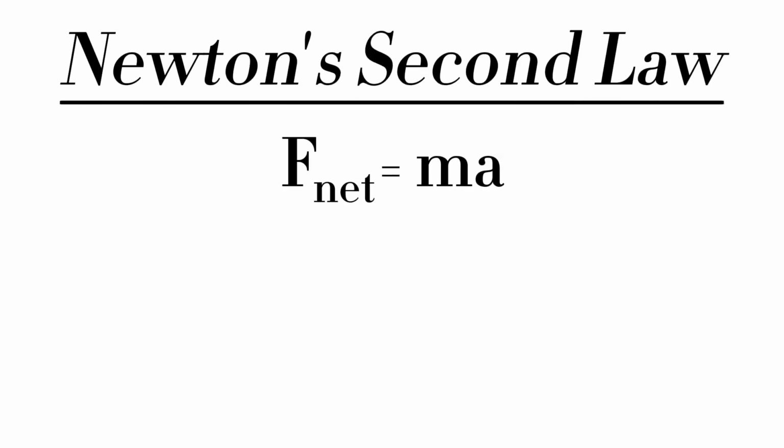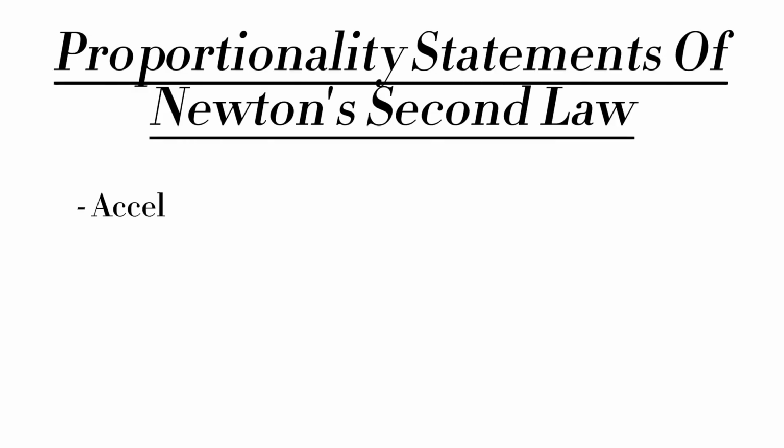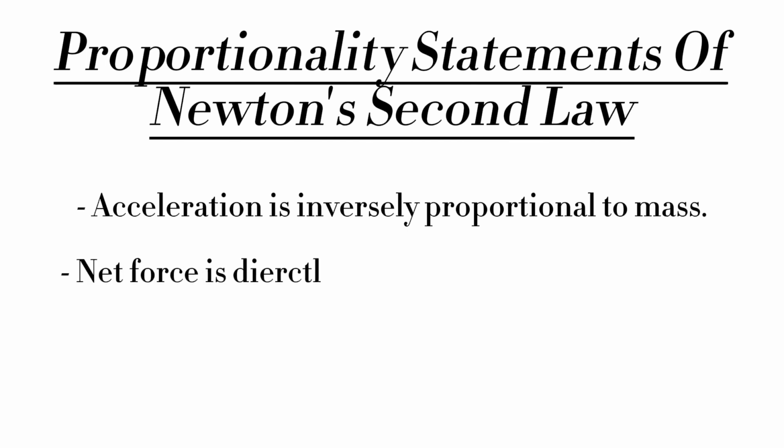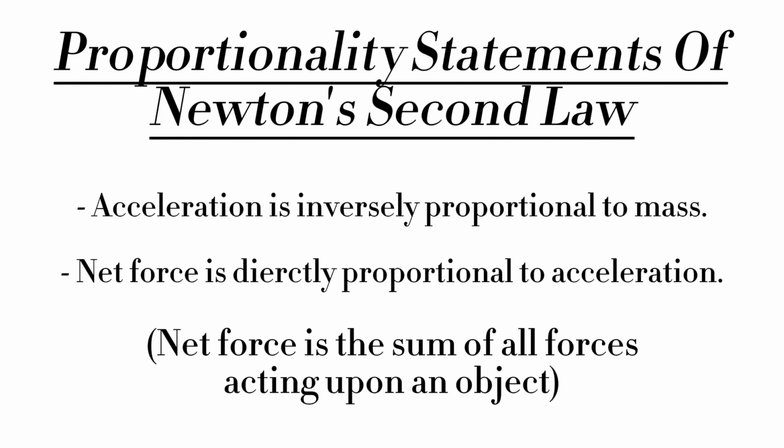This law states that the net force is equivalent to the product of mass times acceleration. From this equation, we can infer that as the tennis racket applies a greater force to the tennis ball, its acceleration will increase. This means there is a greater net force, since our mass is constant and not decreasing. Additionally, Newton's second law states that acceleration is inversely proportional to mass, and net force is directly proportional to acceleration. These are the proportionality statements of Newton's second law. Net force is the sum of all forces acting upon an object.